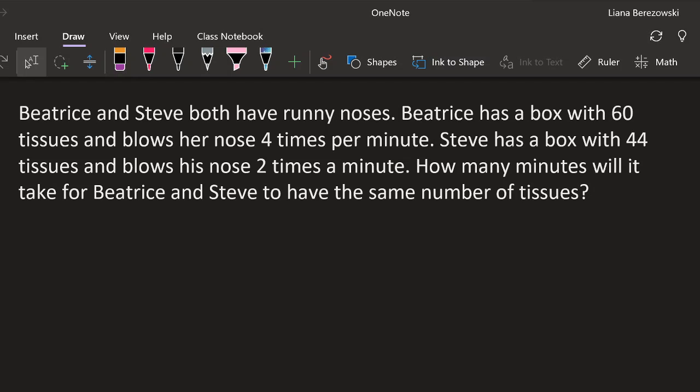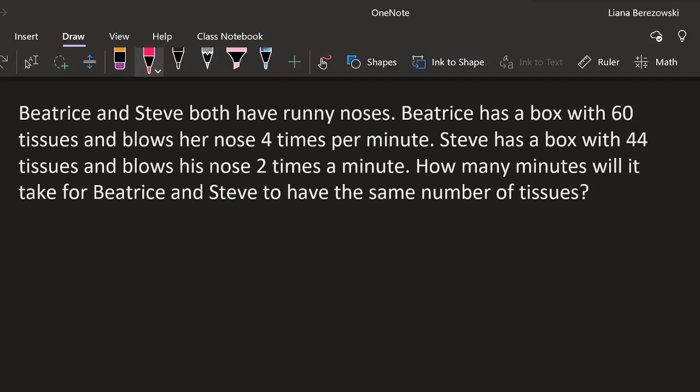So this one says, Beatrice and Steve, they both have runny noses. Beatrice has a box with 60 tissues. She's blowing her nose 4 times per minute. Steve has a box with 44 tissues, and he's blowing his nose 2 times a minute. How many minutes will it take for Beatrice and Steve to have the same number of tissues? Okay, so a nice little gross question about blowing noses.